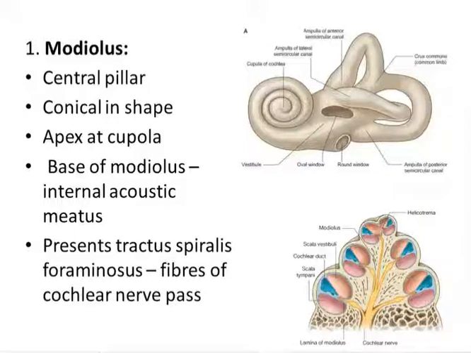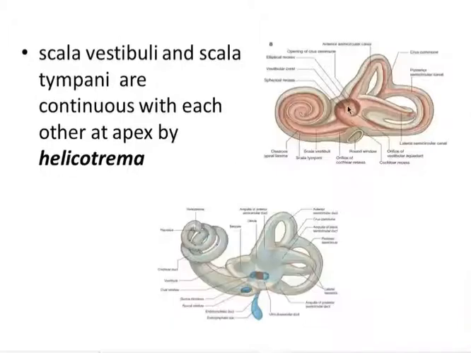And the vestibule is the middle part, and this vestibule receives the opening of the 3 semicircular canals, and they usually open by 5 openings, because at one point the medial end of the anterior and the posterior canals join, and they form the crus commune. So that you must remember.